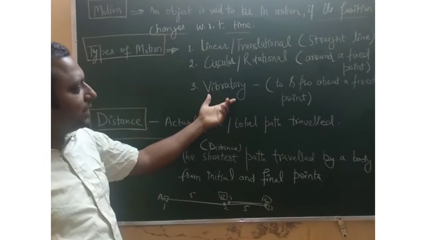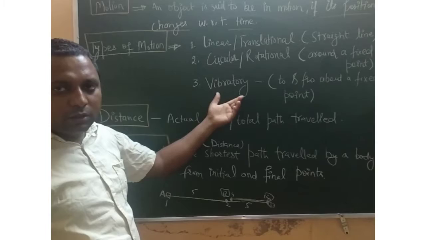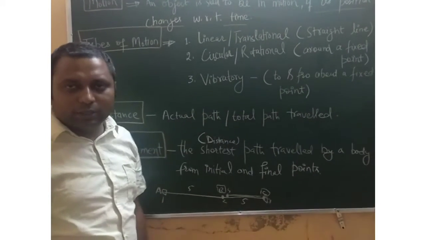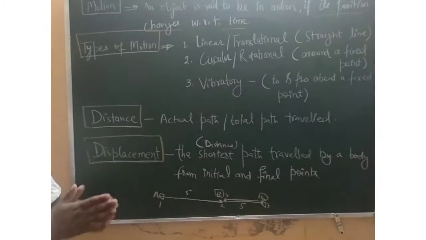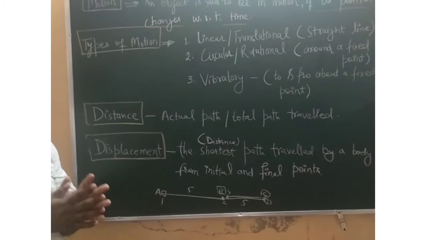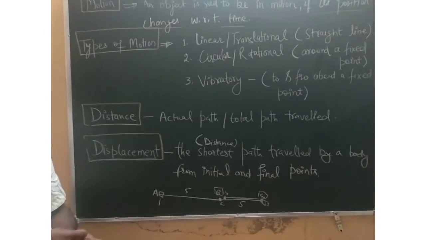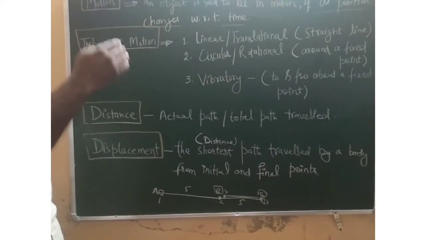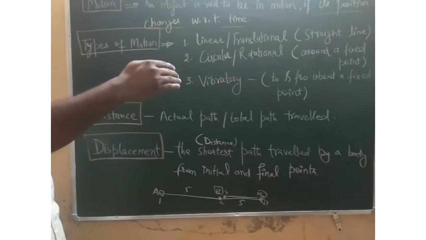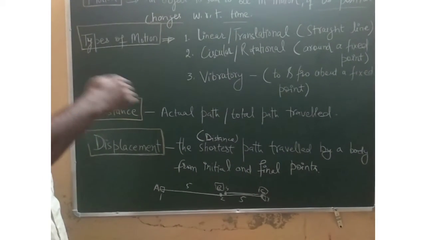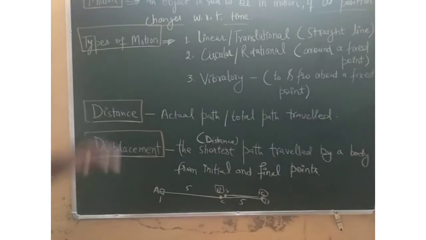Now, what about vibratory motion? Vibratory motion is the to and fro motion of a body about a fixed point. For example, the motion of a pendulum. In a pendulum, the bob moves to and fro around the fixed point, the middle. So such type of motion is called vibratory motion.